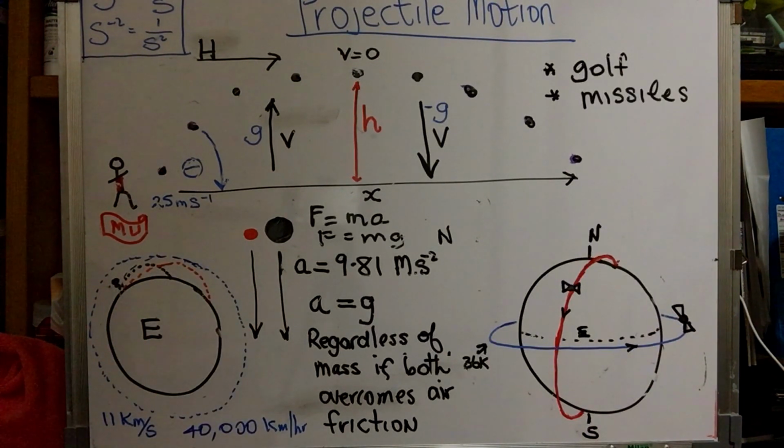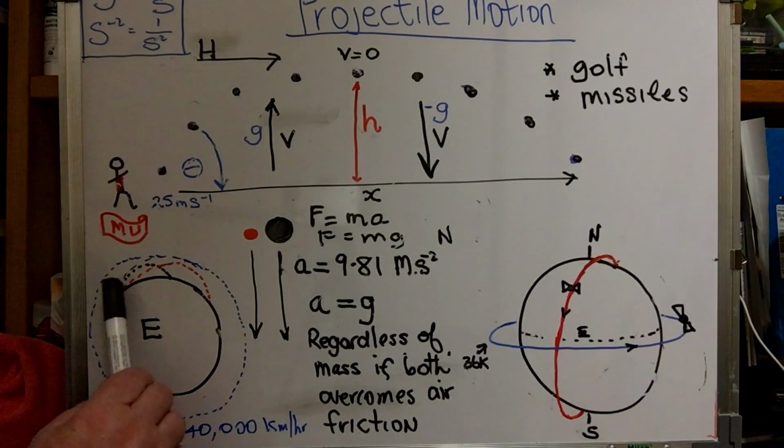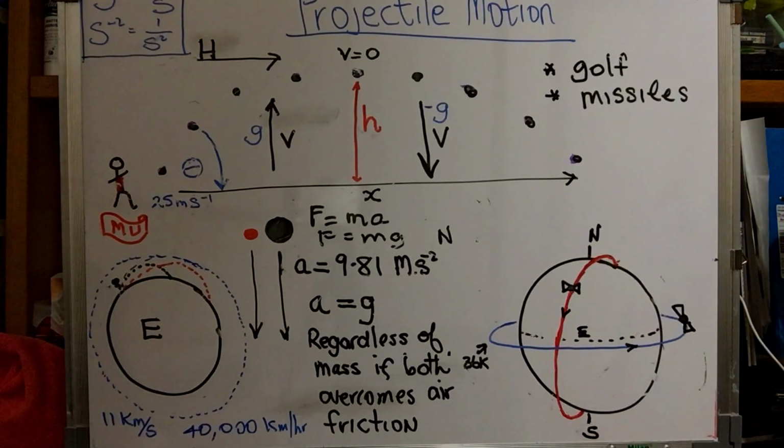Okay, so that would require him to have a speed of 40,000 kilometers per hour, or 11 kilometers per second, to reach the escape velocity for Earth. Now clearly that's not a problem for a missile or a rocket. They would have sufficient fuel and oxidizer on board to be able to produce lift, and that lift would be able to overcome Earth's gravitational field.